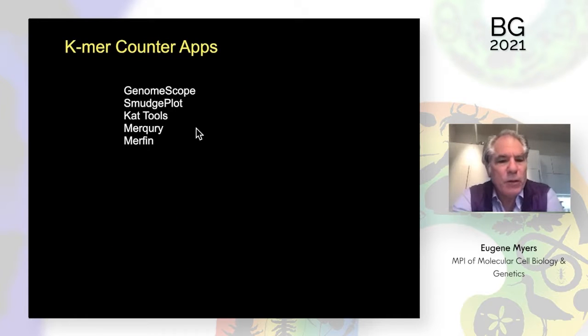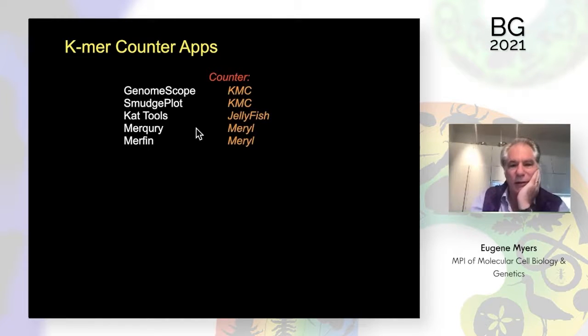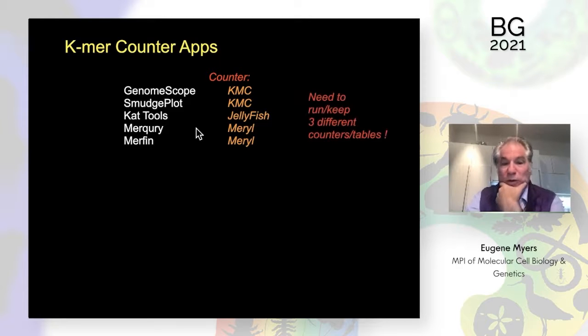Okay, so here's a popular list of genome analysis tools that use k-mer counters. And here are the 3 k-mer counter programs they depend on. What's important is that none of the outputs of these programs are compatible. Therefore, if you want to run all the tools, then you need to install all 3 counters. And if you want to keep the tables around, then you have to keep 3 versions of the table on your disk.